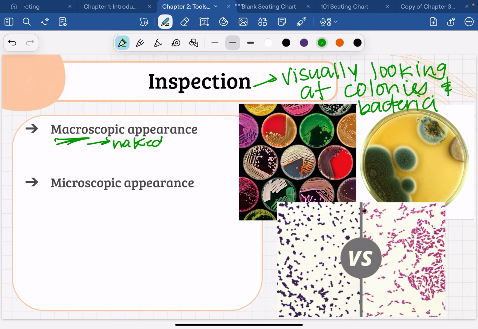And a lot of this is going to have to do with what the bacteria looks like on the media. This is something you're going to talk way more about in lab, but this is things like color of the colonies, the size of the colonies, the texture of the colonies, the smell, all kinds of different things. But these are things that you can visually see with your own two eyes.